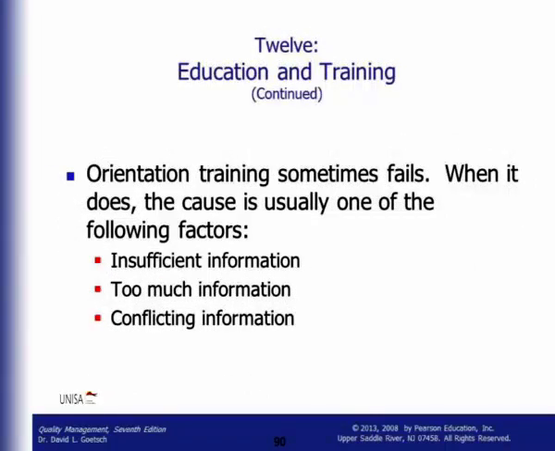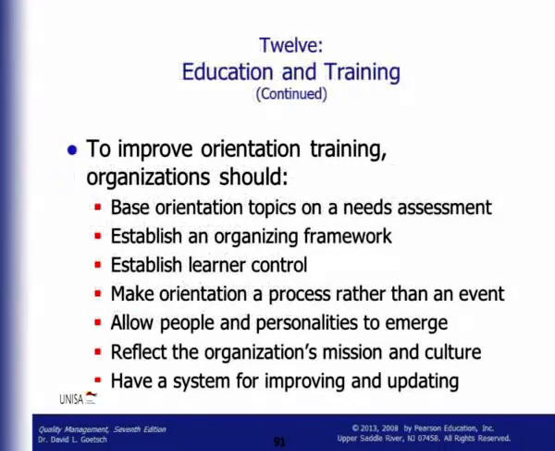Orientation training sometimes fails. When it does, the cause is usually one of the following factors: insufficient information, too much information, conflicting information. To improve orientation training, organizations should base orientation topics on a needs assessment, establish an organization framework, establish learner control, make orientation a process rather than an event, allow people and personalities to emerge, reflect the organization's mission and culture, and have a system for improving and updating.